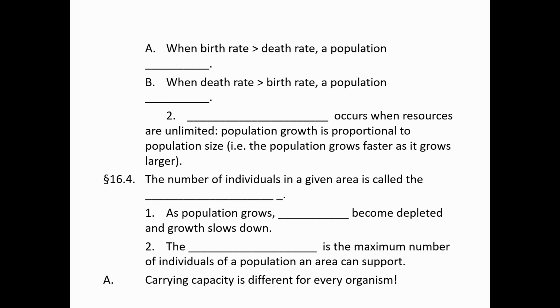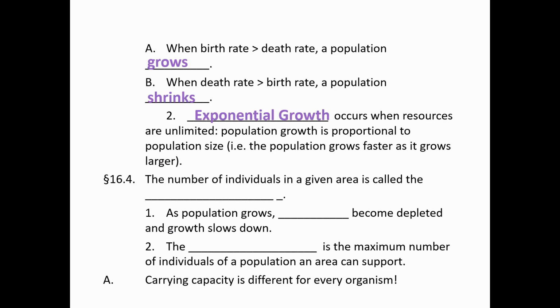So when the birth rate outweighs the death rate, meaning we're having more births than we are deaths, then a population will grow. If the death rate outpaces the birth rate, so more individuals are dying compared to those being born, a population shrinks.